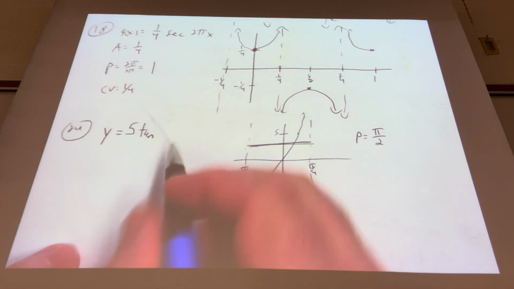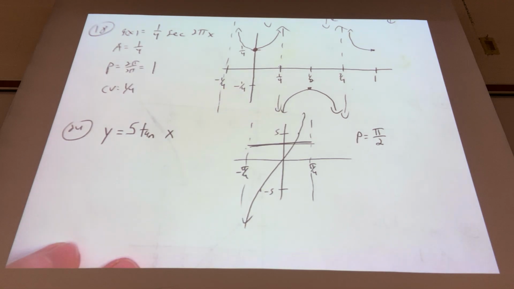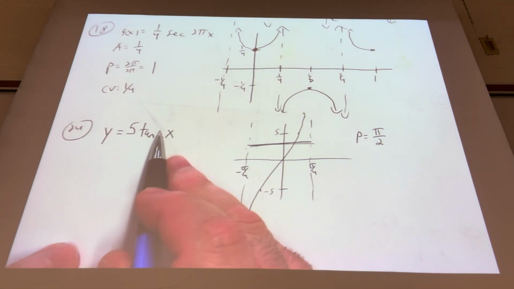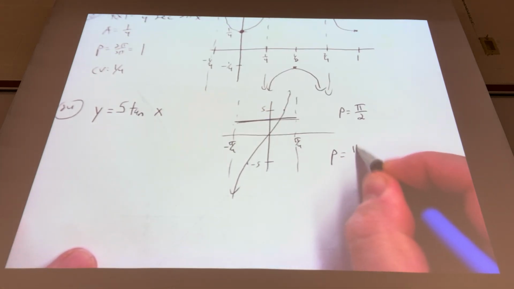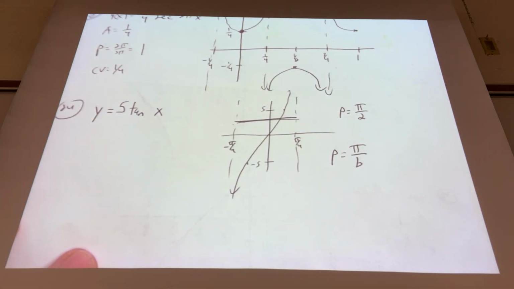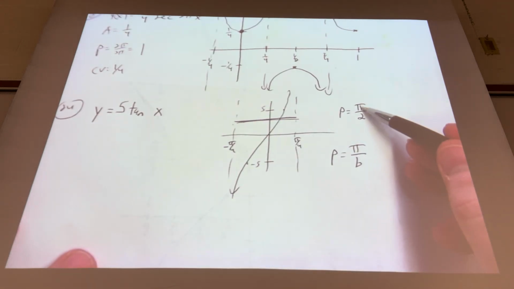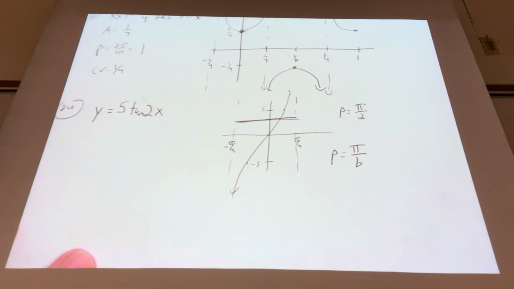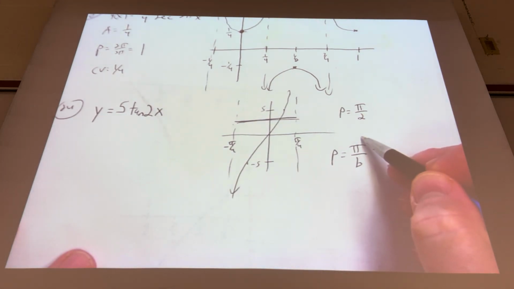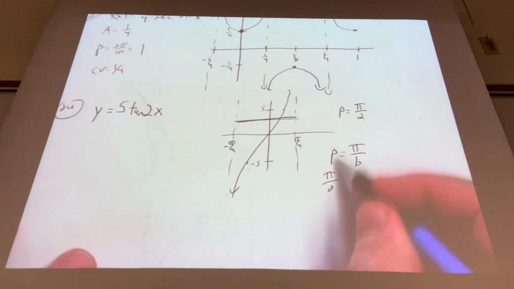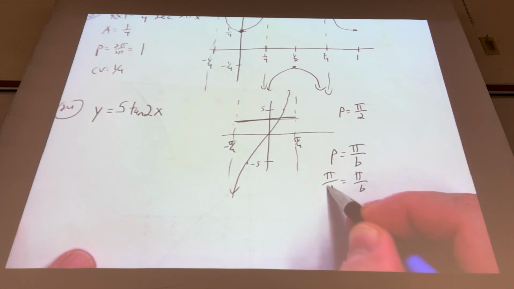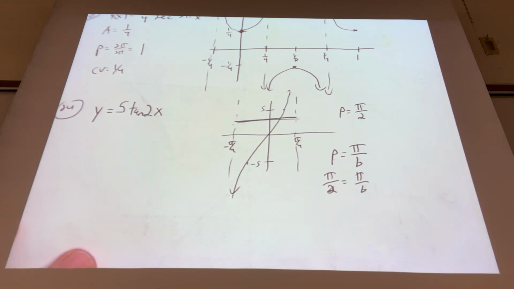What goes in front of the x here? B goes in front of the x, right? 2. Remember, the period equals pi divided by b. So in this case, it works out great because we got pi over 2, so it matches. Oh, it's just 2 right here. But remember, if this doesn't match up nicely, the period equals pi divided by b, so you could cross multiply and solve for b if you had to.